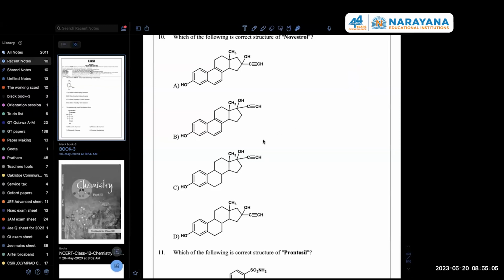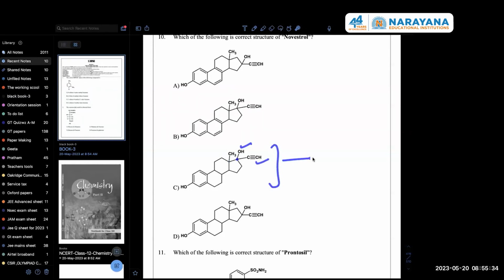Yes, sir. Absolutely correct. Novestrol should be all phenolic, right? The main illusion is where we have this CH3. Adjacent to CH3, you must have OH and alkyne, not after one gap. This is wrong. Just adjacent to this CH3 carbon, this bridgehead carbon, we must have adjacent OH and alkyne.